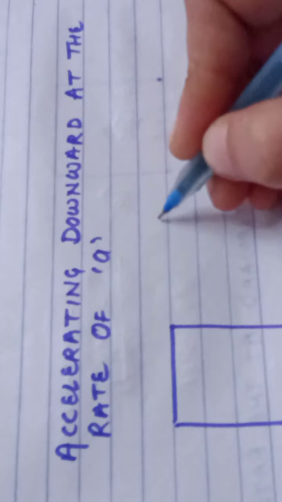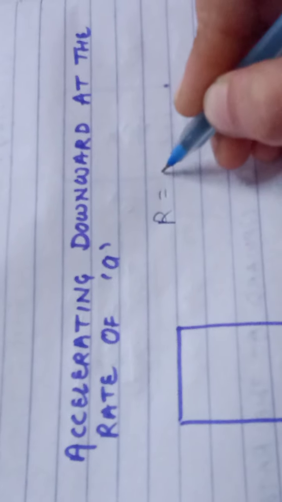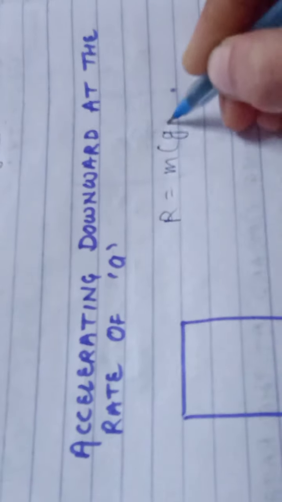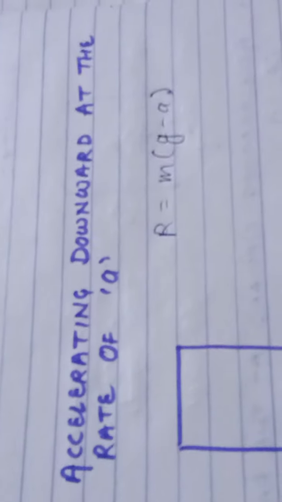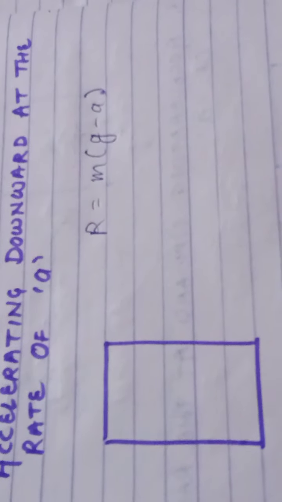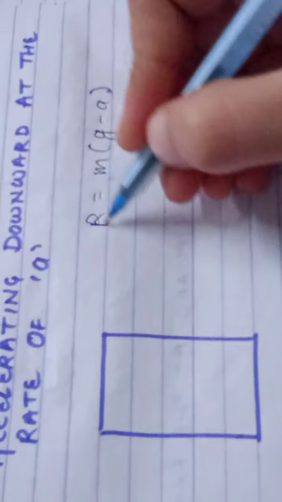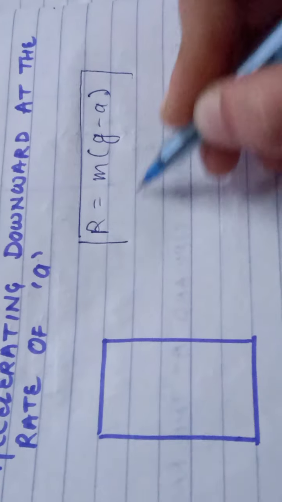Accelerating downward at the rate of a, R is equal to mg minus a. If we want, we can apply the whole process, but this is the answer which we will find by the short trick.